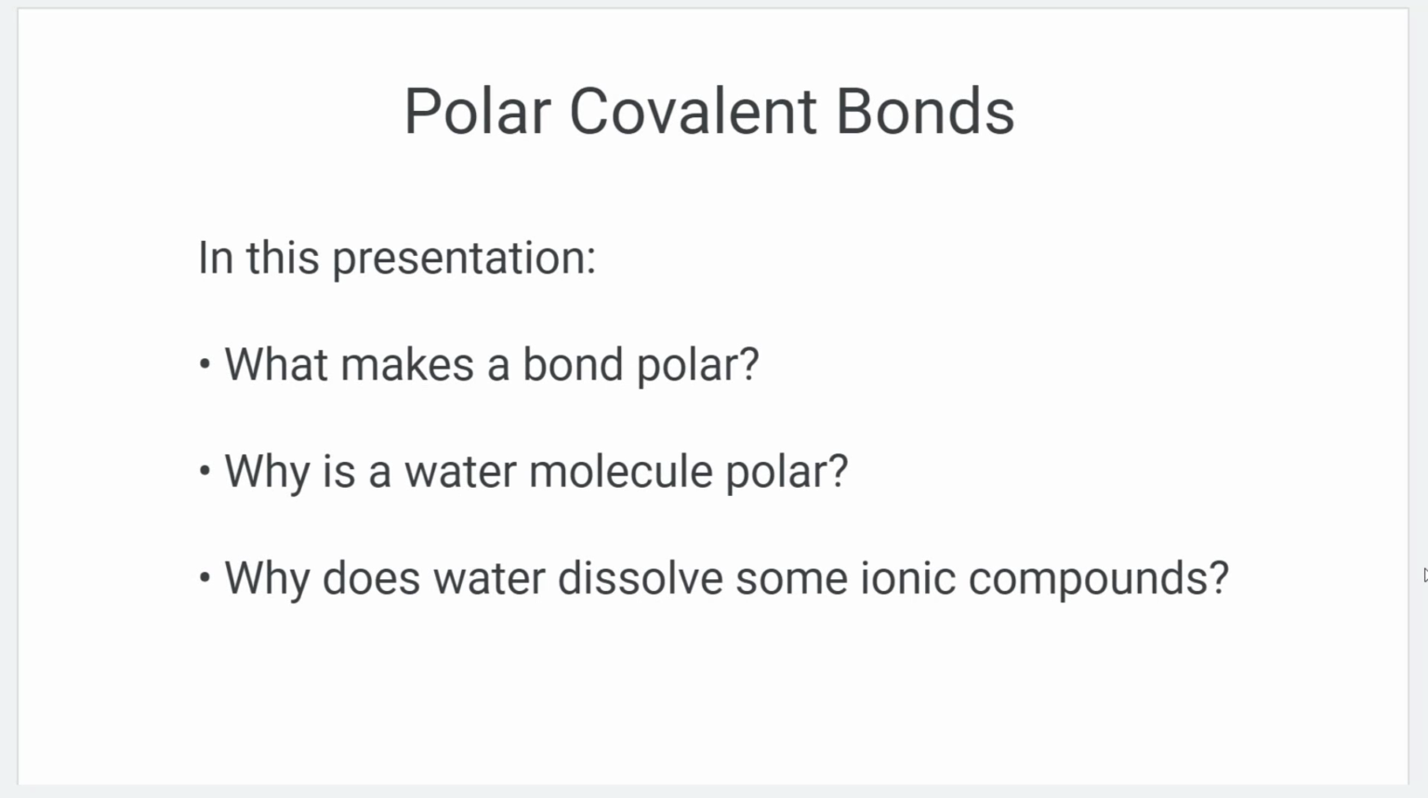Okay, polar covalent bonds. We've talked about covalent bonds. You explored covalent bonds in a previous activity. We're going to talk about what makes a bond polar, and then we're going to see why a water molecule is polar, and also why water dissolves some ionic compounds. It doesn't dissolve all ionic compounds, but the method by which it does for some of them I'm going to show you, so you can better understand Lab 8.